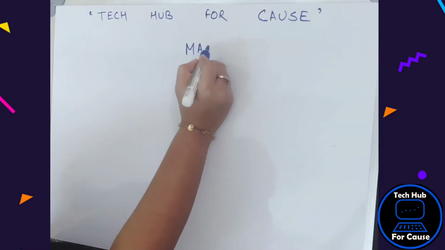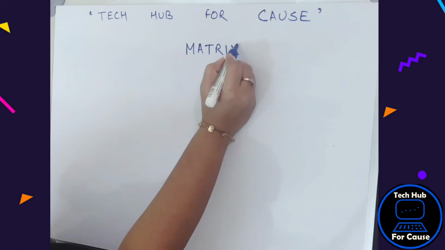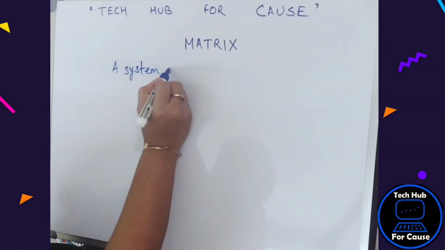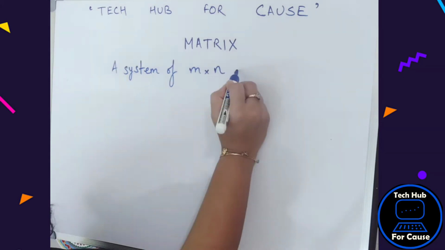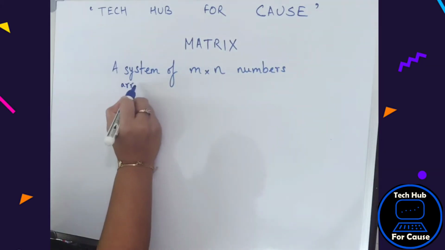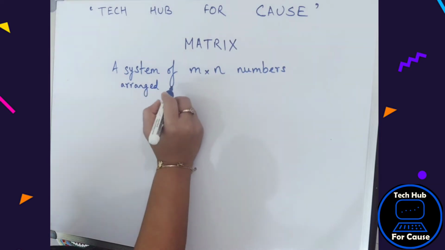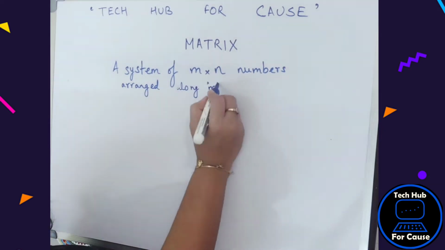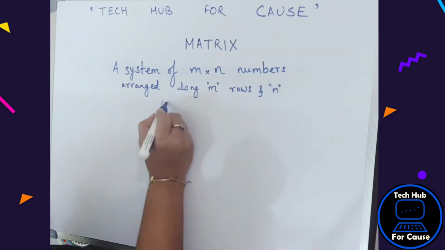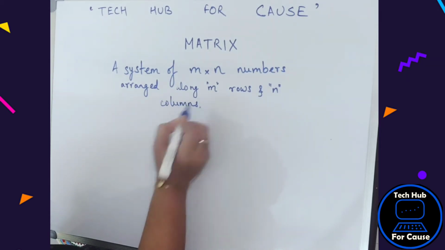Through this video, we will learn different types of matrices. But before learning the types, first let us understand what a matrix is. A matrix can be defined as a system of m cross n numbers, where m and n can be any positive integer, such that these numbers are arranged along m rows and n columns.